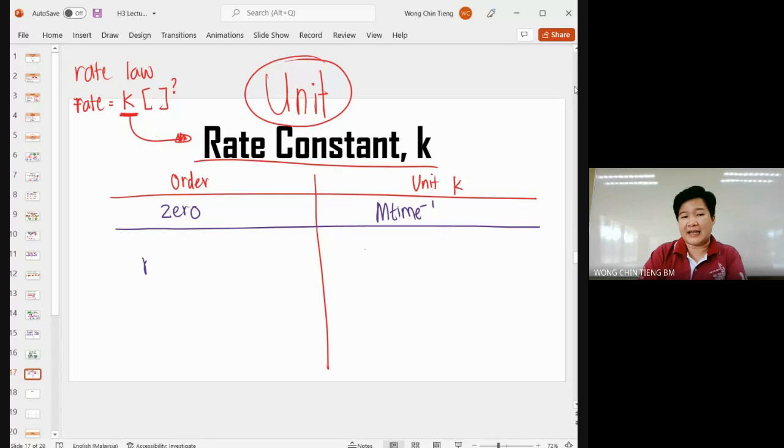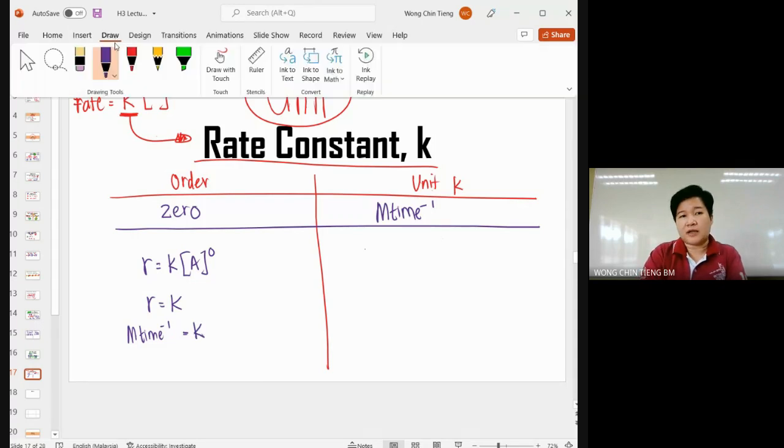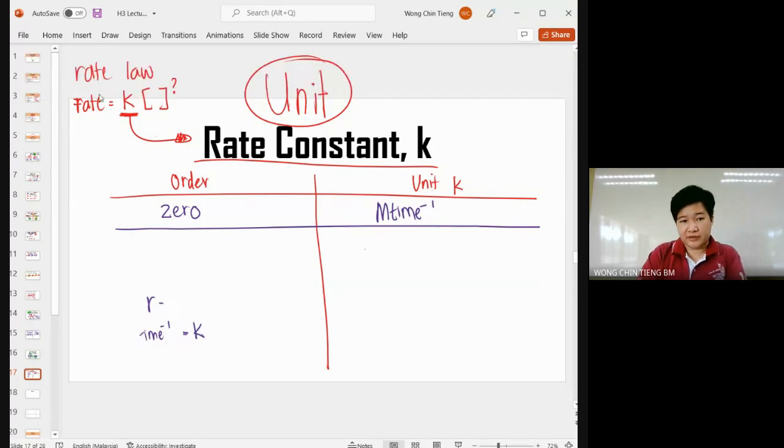Buat sikit lah. R equals to K concentration A to the power of 0. Sebab 0 order, apa-apa yang kuasa kosong akan jadi 1. So R sama dengan K. R tadi adalah M over time, so sama dengan K. So K akan jadi M over time. Okay, dan time akan berubah lah.